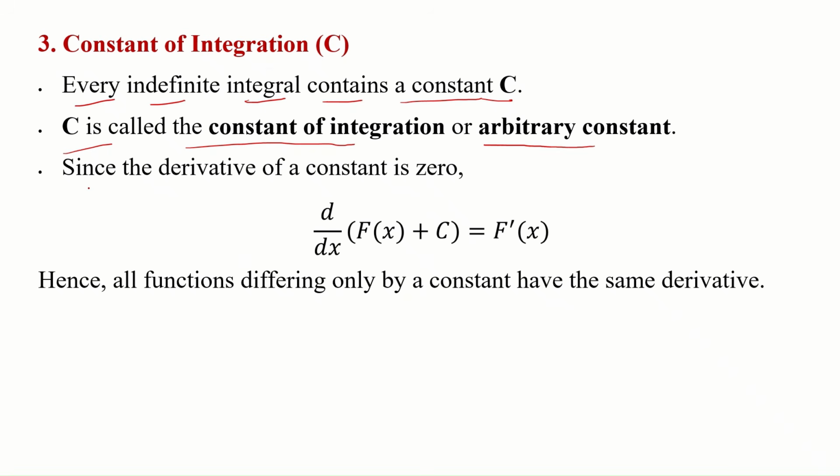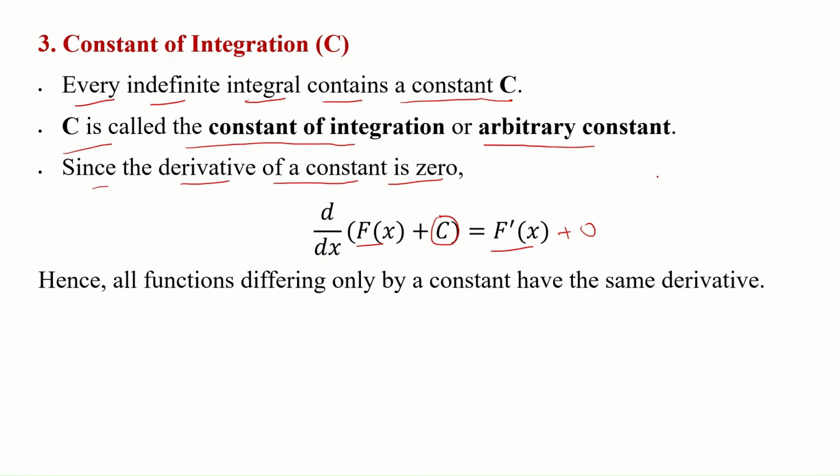Look at here. Since the derivative of a constant is 0, this derivative of a constant is 0. Derivative of f of x is f dash of x. Derivative of a constant is 0.